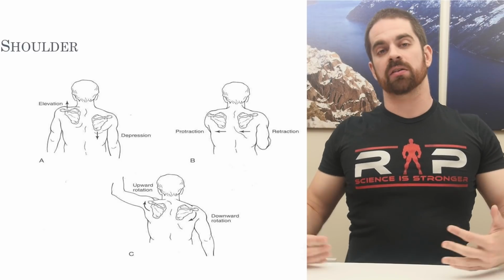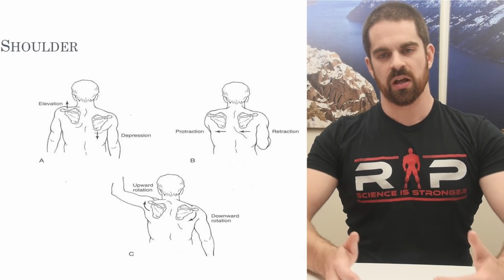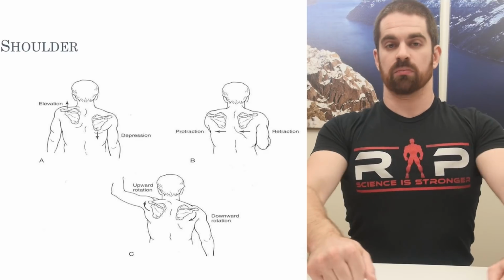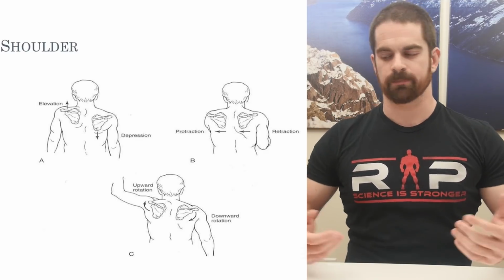A good example of an exercise where we'll be doing some scapular retraction might be any of our rowing variations, like a bent over row, where we start protracted and move into a retracted position, right?